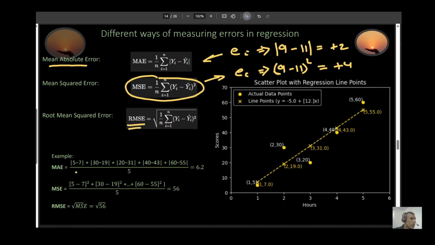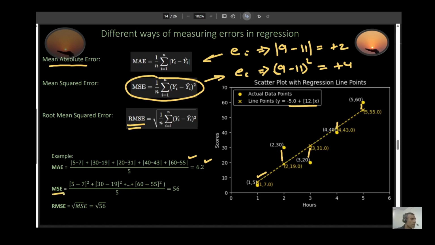So an example for this case right here. In this case, my mean absolute error would be 5 minus 7, so this right here, absolute value, plus 30 minus 19, which is right here, absolute value, plus 20 minus 31, which is right here, plus 40 minus 43, which is right here, and then 60 minus 55, which is right here. Okay, and this gives me the error for each one of them. And I just take the mean absolute value and the answer comes out to be 6.2.